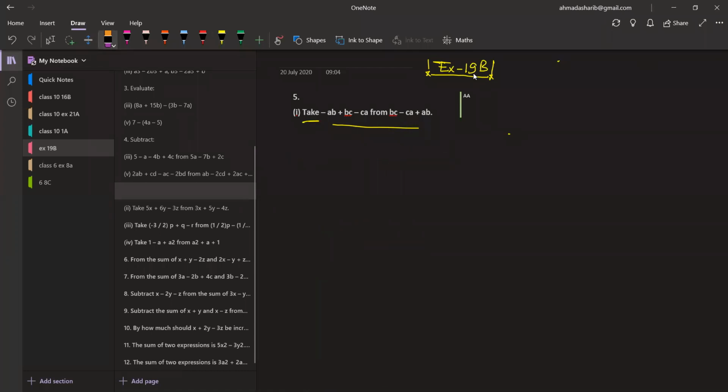So if take means subtract, it means that we have to subtract these two given polynomials. Okay, so I'm going to subtract these two polynomials, but the polynomial after "from" should be written first. So I will write BC minus CA plus AB minus AB plus BC minus CA. I hope it is clear.